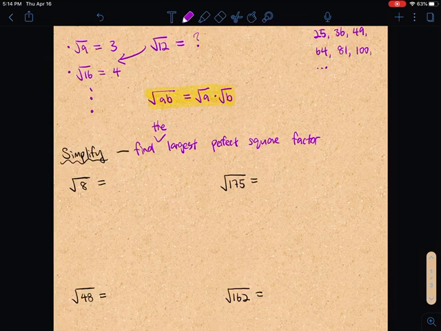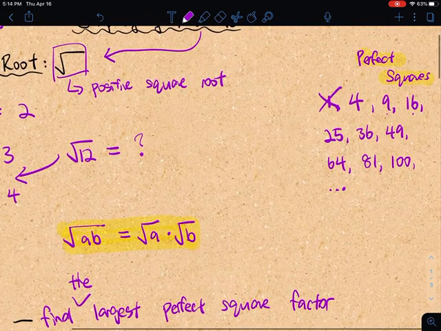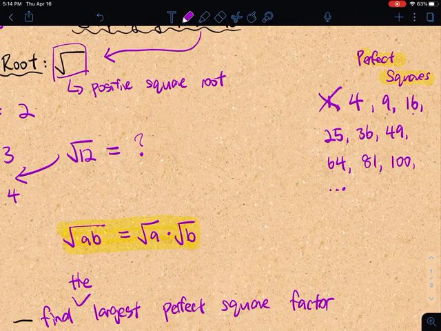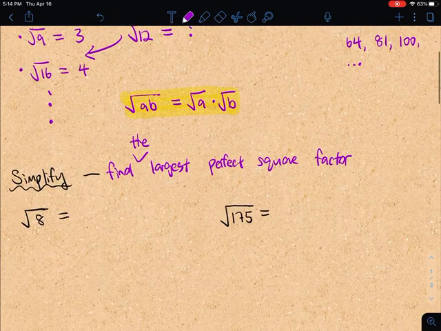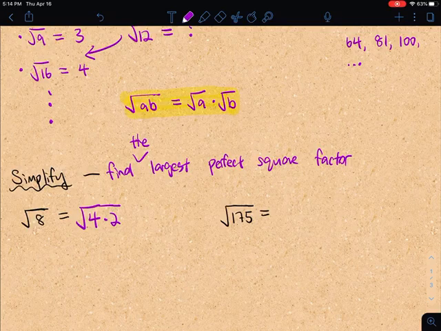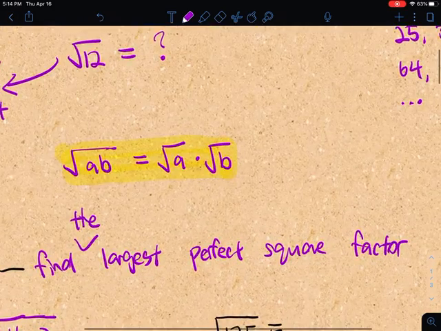Okay, so for example, if I had the square root of 8, I want to find the largest perfect square factor. So if I go back up to this list, what's the largest perfect square on this list that can go into 8 evenly? In this case, that's going to be 4. So what I can do is rewrite square root of 8 as the square root of 4 times 2, right? Because 4 times 2 is 8.